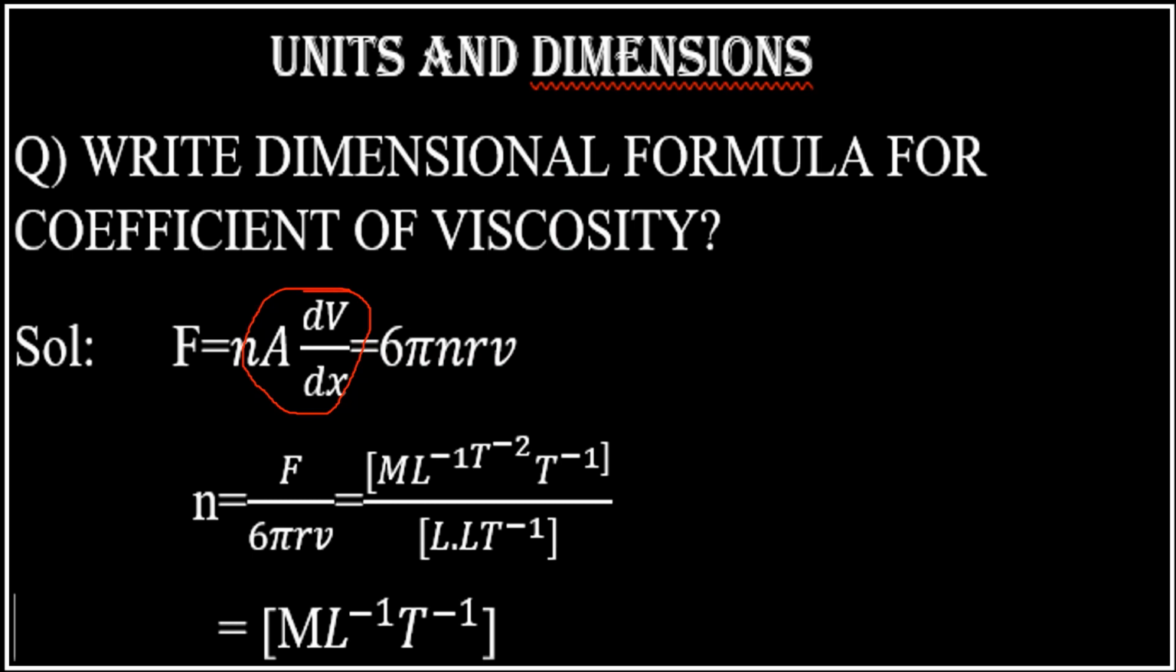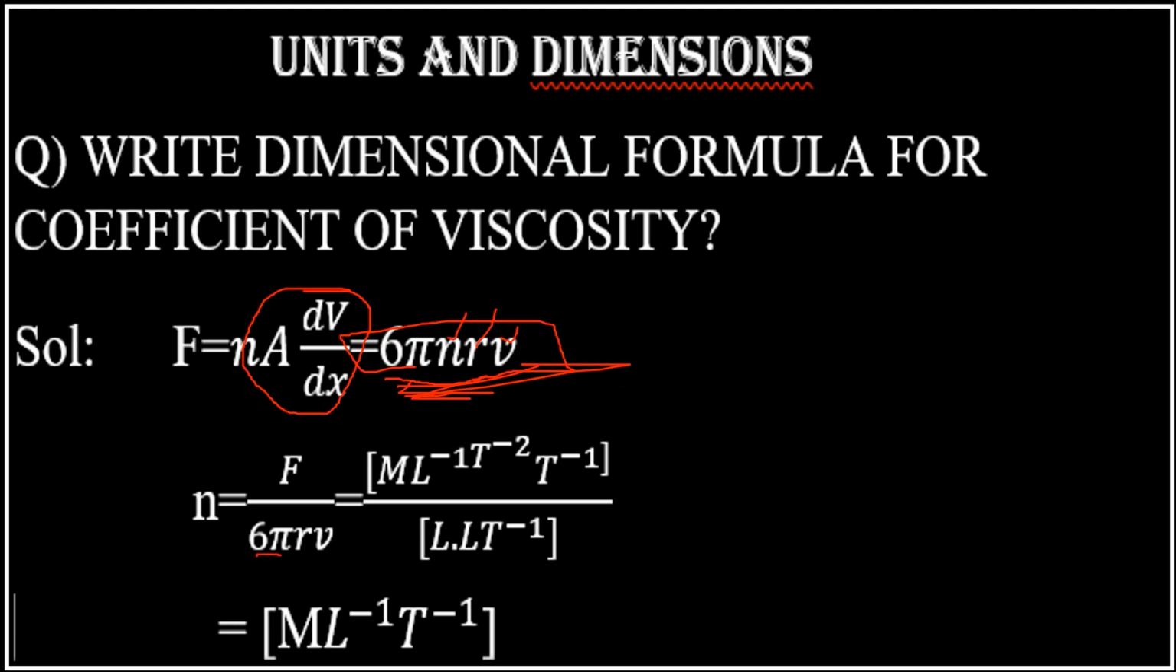It becomes easy for you by writing the formula 6 pi eta RV. Eta is the coefficient of viscosity, R is the radius, V is the velocity. This becomes much easier for you for finding the coefficient of viscosity. Remember this for making the dimensional formula for coefficient of viscosity. For eta, we need the dimensional formula of viscosity, right? Eta equals F by 6 pi RV.